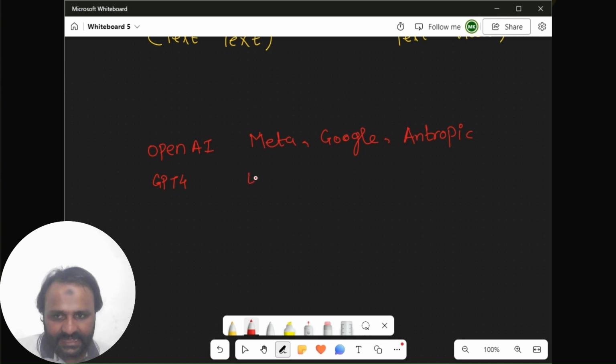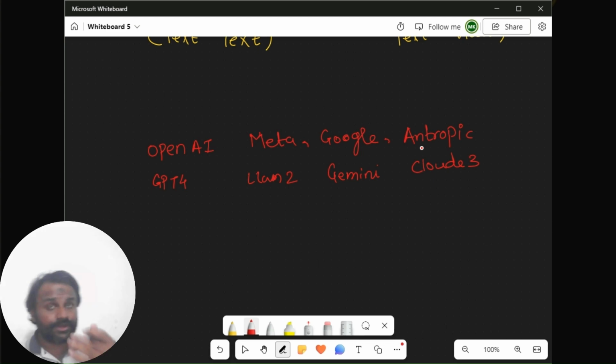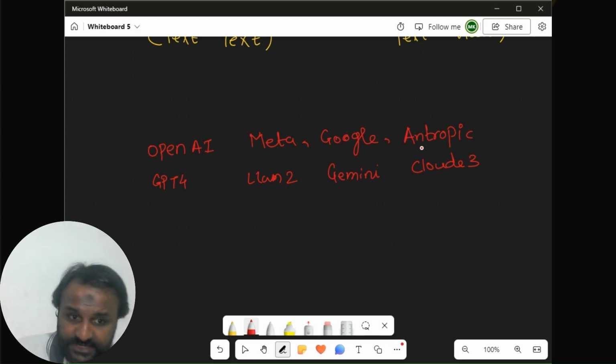Meta is Llama 3, Llama 2. Google is Gemini. Anthropic is Claude 3, which is supported by Amazon as well. So just remember that. Amazon is supporting Claude 3.